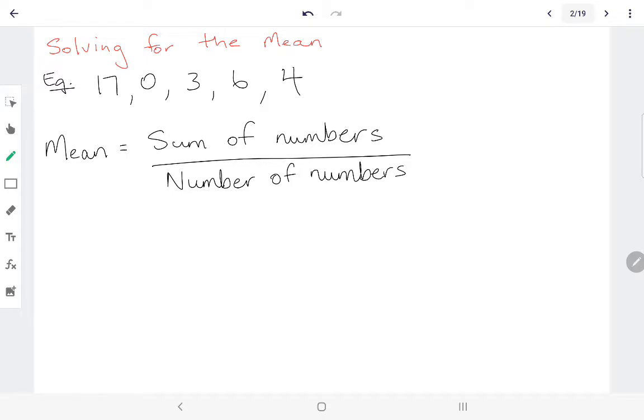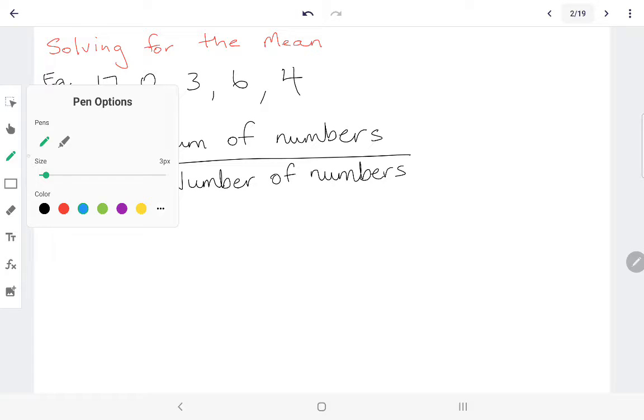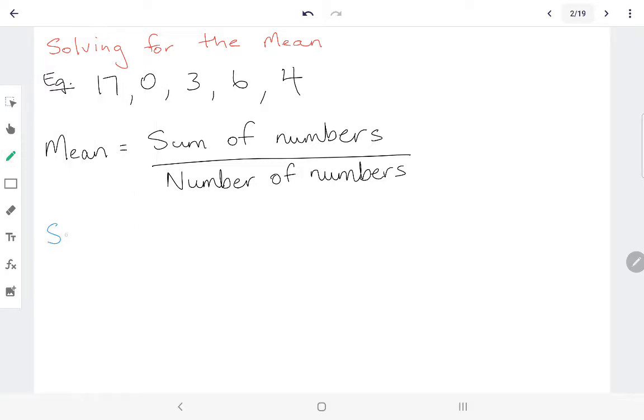So in order to calculate the sum of the numbers, that's the first step we need to do. We know sum means to add, so we add 17 plus 0 plus 3 plus 6 plus 4. 17 plus 3 is 20, add 6 is 26, add 4 is 30, 30 add 0 is 30. So we know the sum of the list of numbers is 30.